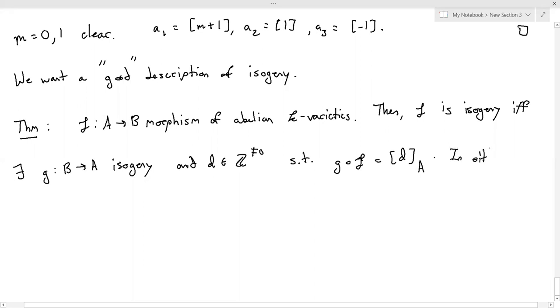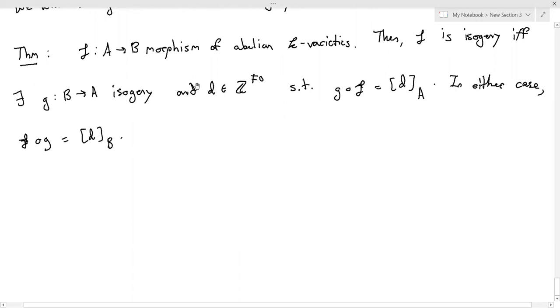And in either case, the composition in the opposite direction, so F compose G, is multiplication by D on B, okay? So what does this theorem tell us? Well, first of all, it tells us that isogeny is an equivalence relation, because the second condition is clearly symmetric. The second part is that it says that not only is multiplication by some integer on an abelian variety an isogeny, but it is sort of a prototypical example of an isogeny. To some extent, all isogenies correspond to those kinds of things. They have a complement, if you will, this G that corresponds to that.